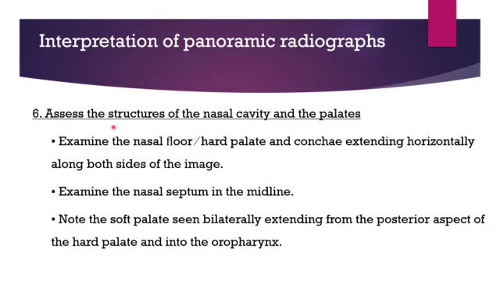Next, assess the structures of the nasal cavity and the palate. We need to examine the nasal floor, hard palate, and the concha extending horizontally along both sides of the image, and also examine the nasal septum in the midline. And we need to note the soft palate seen bilaterally, which extends from the posterior aspect of the hard palate into the oropharynx.